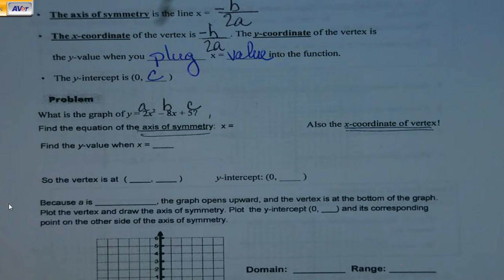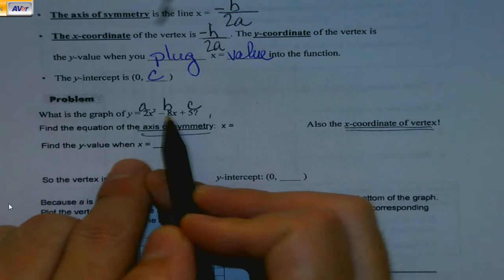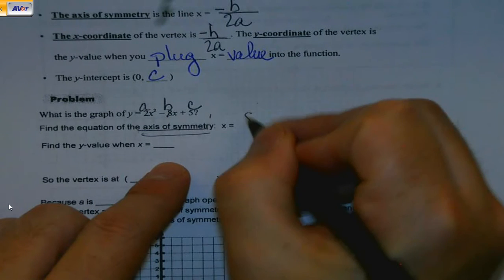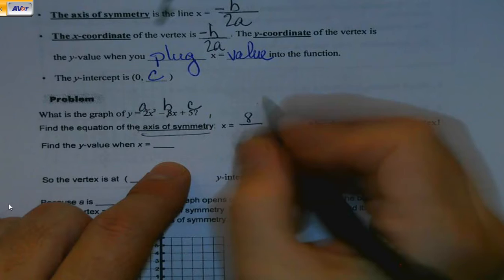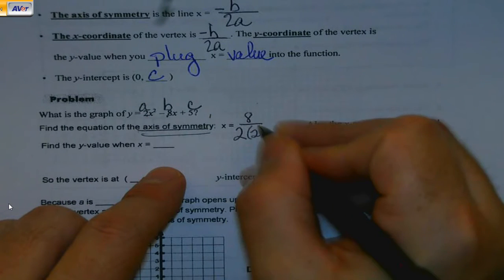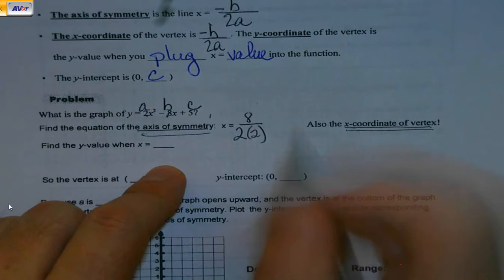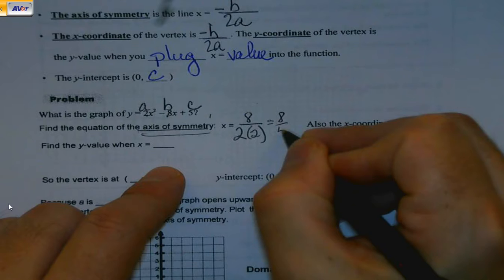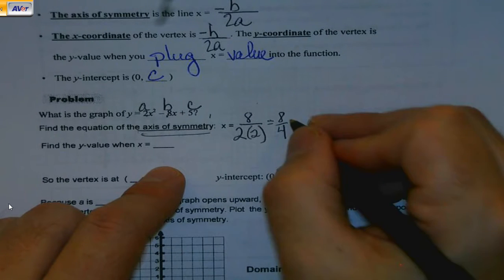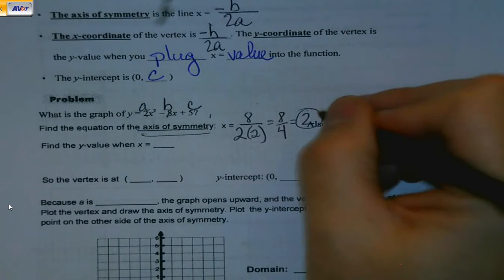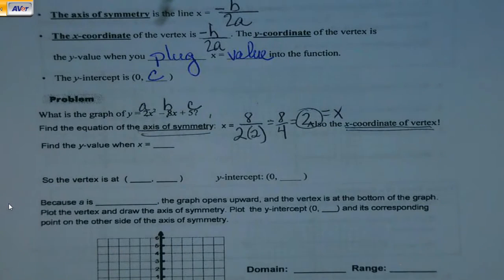So to find that x value, I'm going to take the opposite of b. So the opposite of negative 8 is 8 over 2 times my a value, which is 2. So 2 times 2 is 4. And 8 divided by 4 is 2. Okay, so that is my axis of symmetry. That's my x value of my vertex.